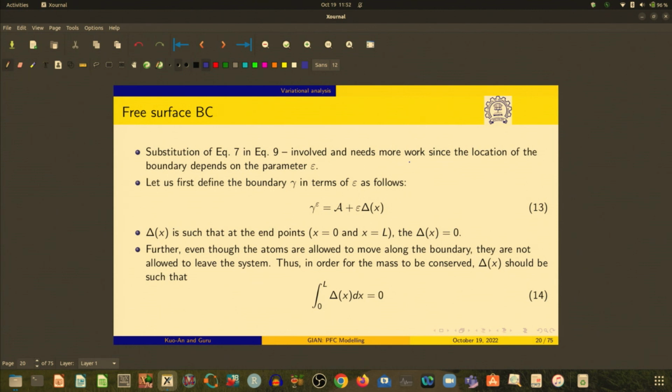We deal with this by saying that the boundary gamma is defined with a parameter, so gamma of epsilon, the same disturbance parameter, but this disturbance parameter multiplies a delta of x, and the delta is like your variation. It is prescribed at the end points x equal to 0 and x equal to L. At other points it has a value depending on what the epsilon is.